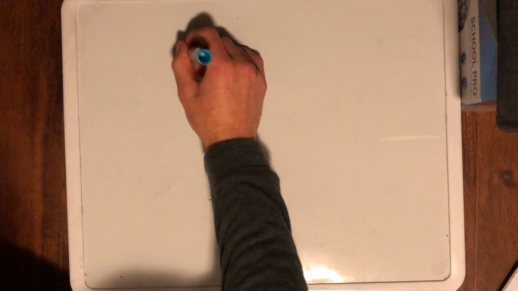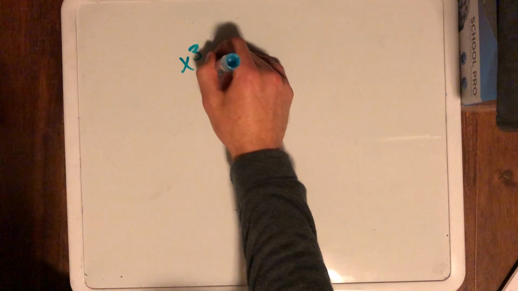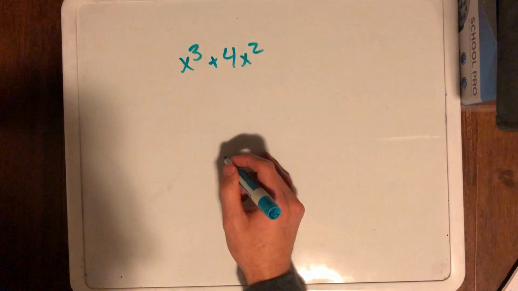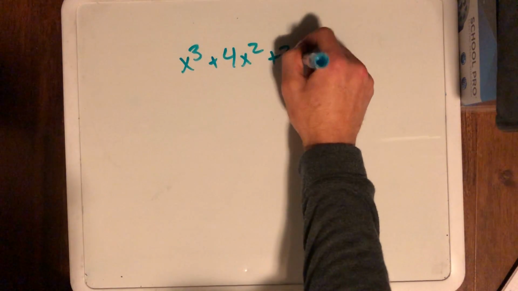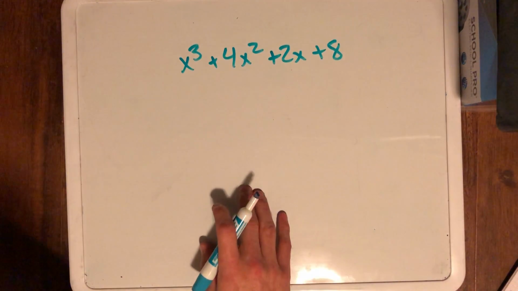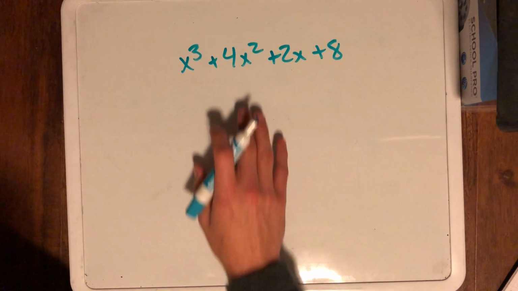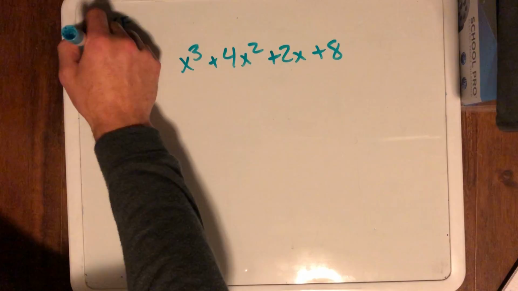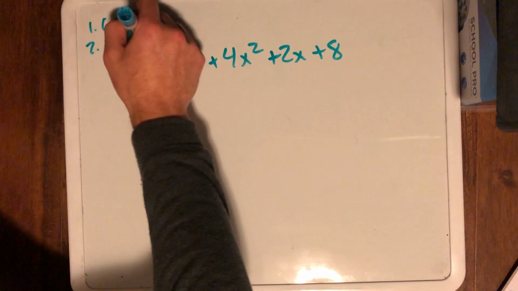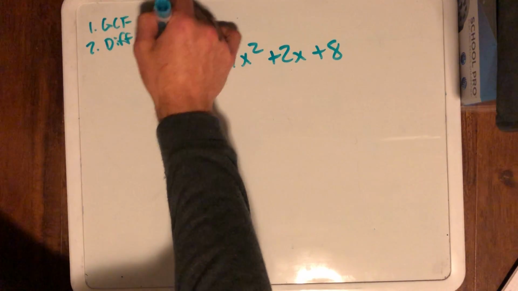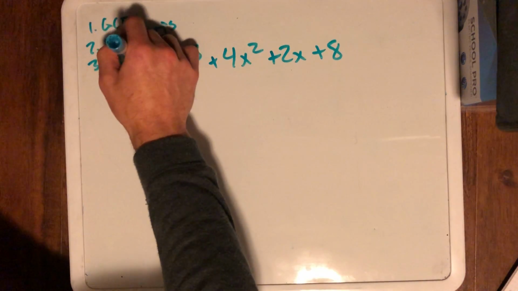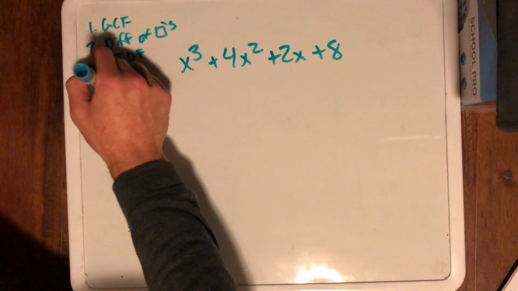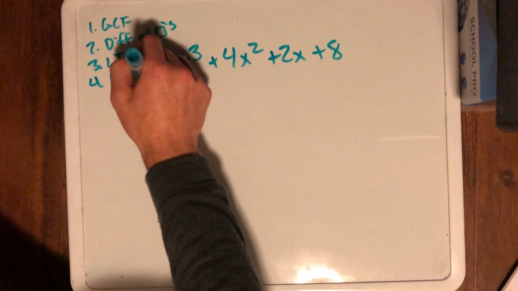So our first example that we want to do, we want to factor x cubed plus 4x squared plus 2x plus 8. So this polynomial, we look at it, we go through our checks. I'm just going to write them really small up here. We have GCF, difference of squares, we have layoff, okay, and then we have grouping, which I'll just put group.